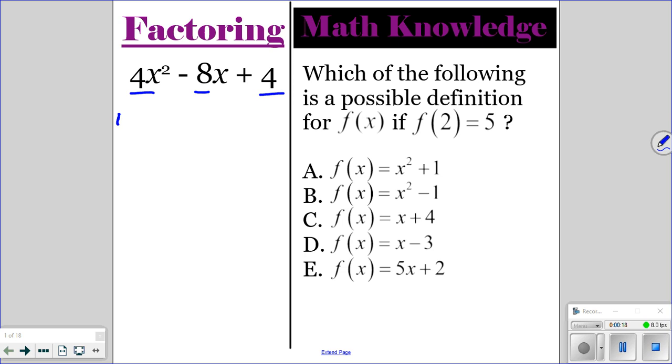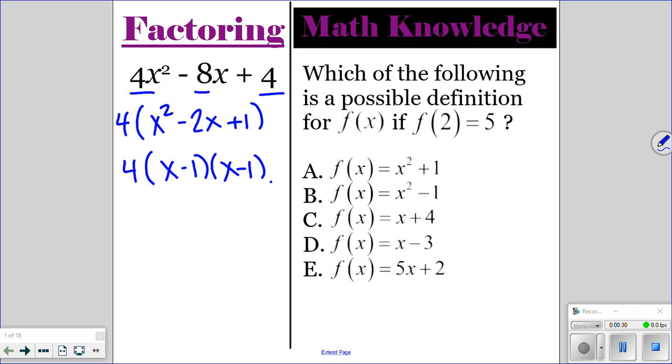And so what we're gonna do is factor the 4 out. So you should have x squared minus 2x plus 1 left over. And then you can factor that as x minus 1 times x minus 1. Or you can write that as 4 times x minus 1 squared.